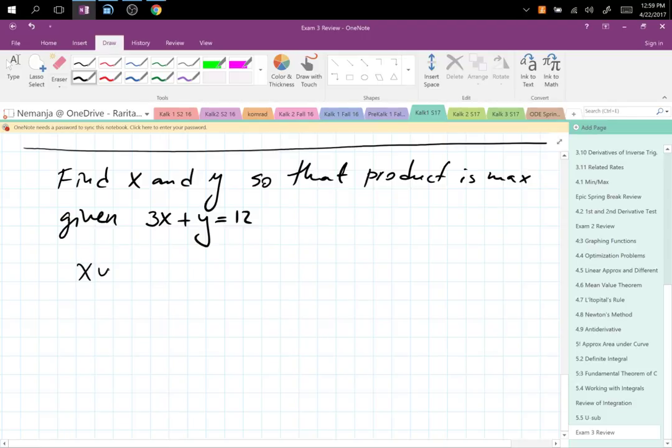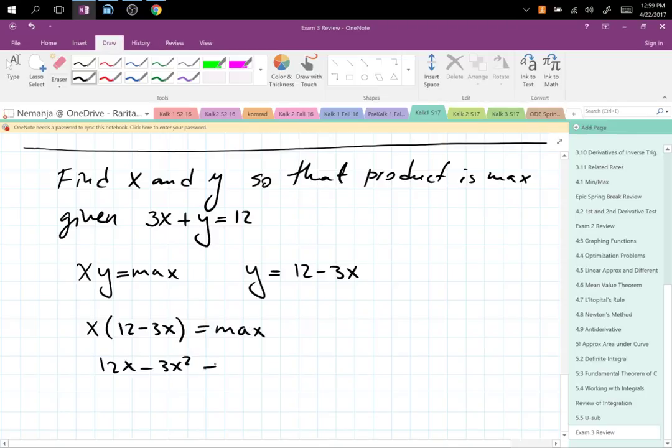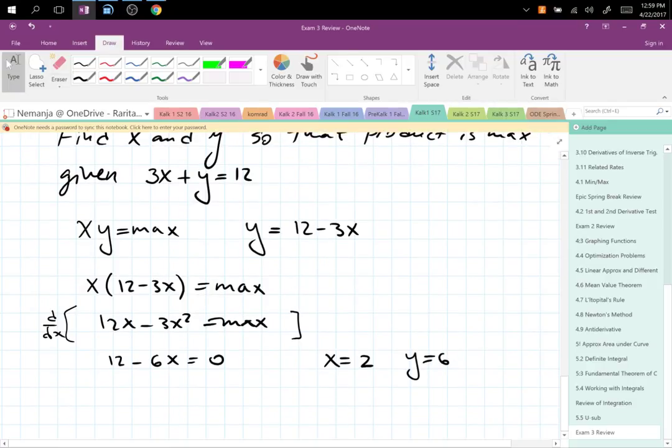Positive. So xy needs to be max. And then we have that y is equal to 12 minus 3x. We plug that in. So x times (12 minus 3x) equals a max. That's 12x minus 3x squared equals a max. Then we differentiate in terms of x and we get 12 minus 6x equals 0, from where x is clearly 2. And then y is definitely 6. I mean, that's obvious. That's what I said. Please fix it.